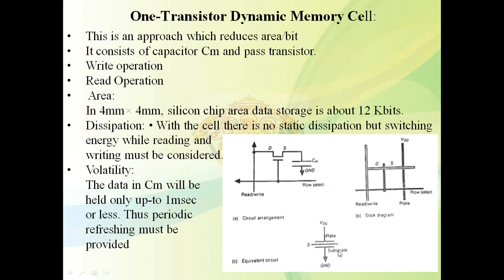And to increase the capacitance, a silicide will be implemented or inserted here, so that the capacitance will be increased. Okay, so this is the stick diagram of the one transistor dynamic cell. This is the pass transistor, and this will be the capacitance plate, and on this plate the data will be stored.